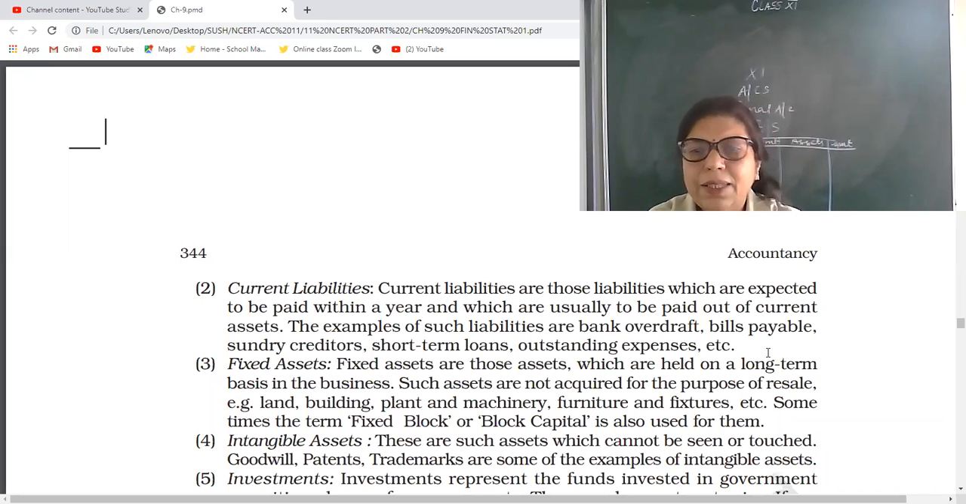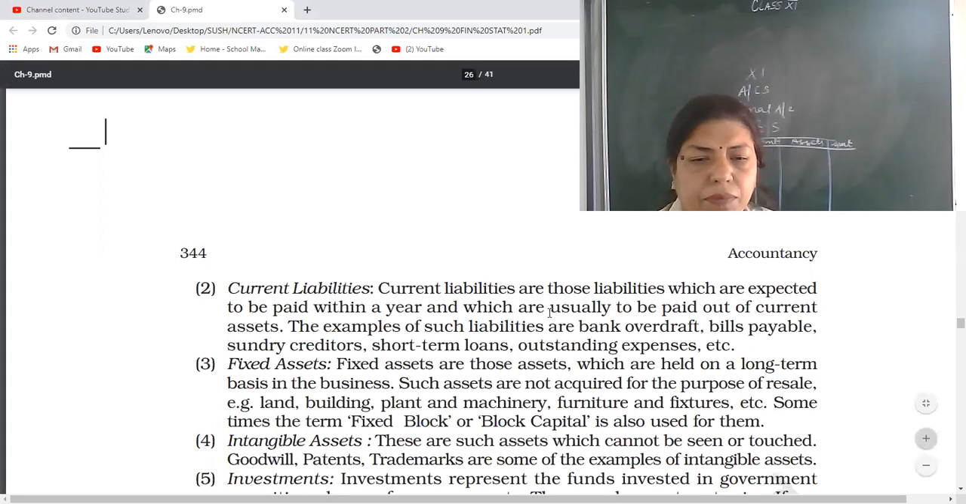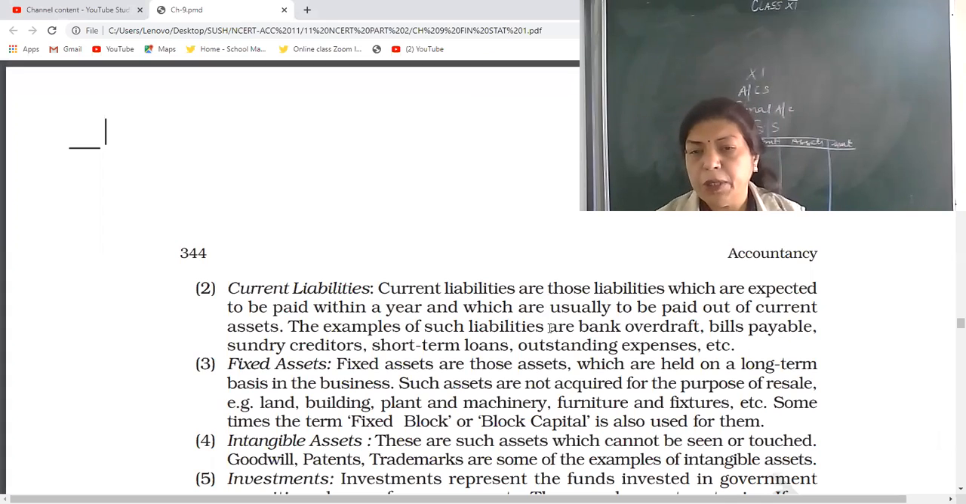Now next, third one, fixed asset. What is the meaning of fixed asset? Opposite of current asset. Don't think that fixed assets are those assets which are fixed at one place. Don't give that answer. Fixed assets are those assets which are held on a long-term basis in the business, not only up to 1 year. That is current asset. Fixed assets are those assets which are for a long time period in the business. Such assets are not acquired for the purpose of resale.